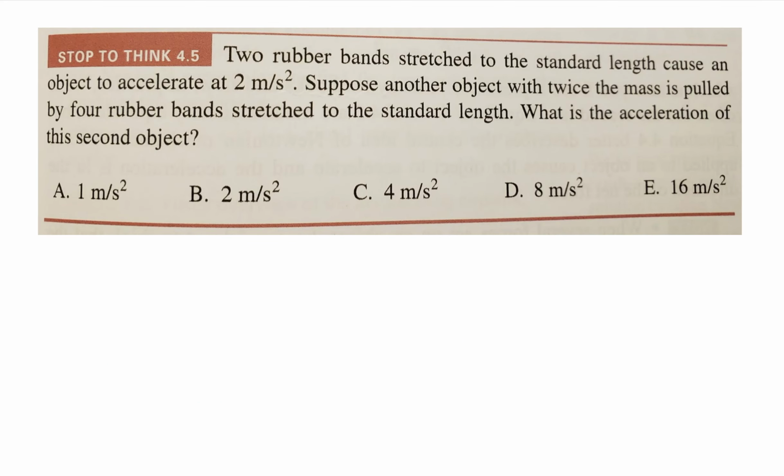Okay. So now this last problem here in the section: 2 rubber bands are being stretched to the standard length, cause an object to accelerate at 2 meters per second squared. The standard length just means their normal unstretched length. So you've just taken up the slack. Suppose another object with twice the mass is pulled by 4 rubber bands stretched to the standard length. What is the acceleration of this second object? Think about it.